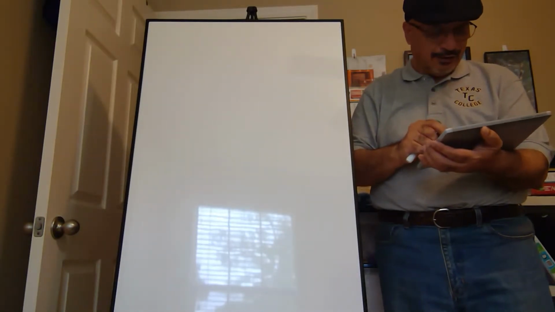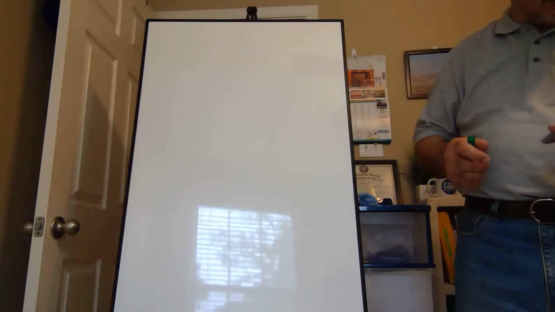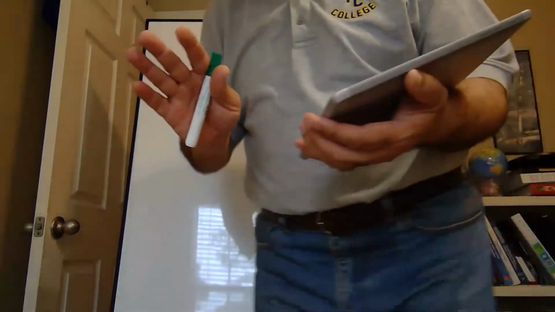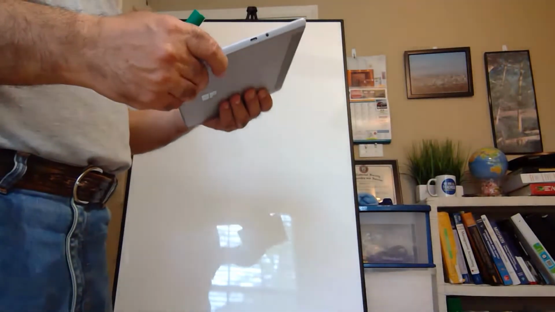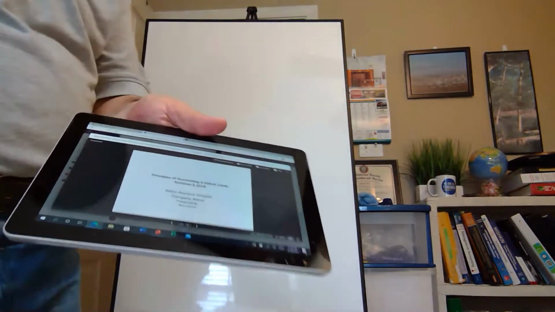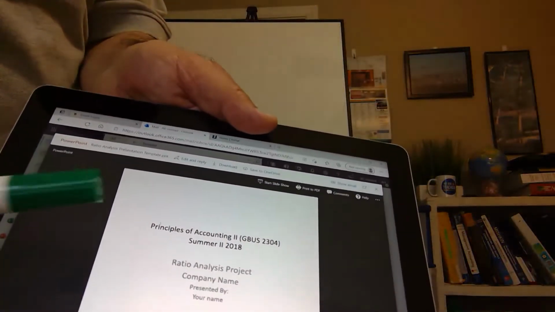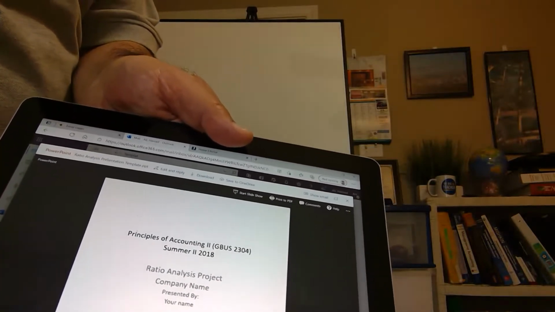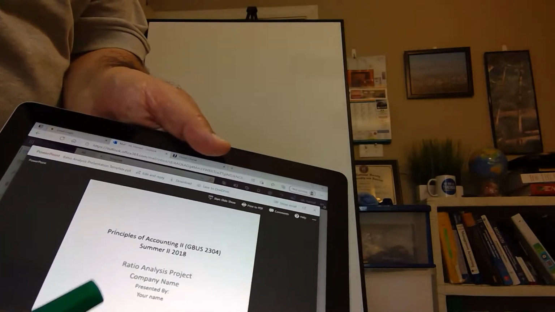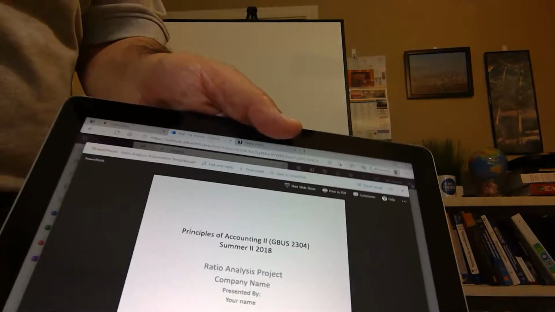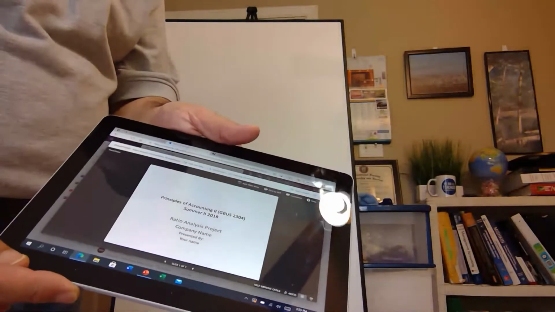Ratio analysis. Okay, all of it is 7 slides. The first slide is where you're going to identify yourself. The first slide is going to be the title, and instead of summer 2, you're going to say spring 2021 ratio analysis project, the name of the company of your choice, and presented by your name. That's the first slide.